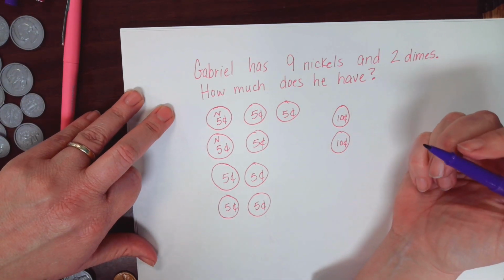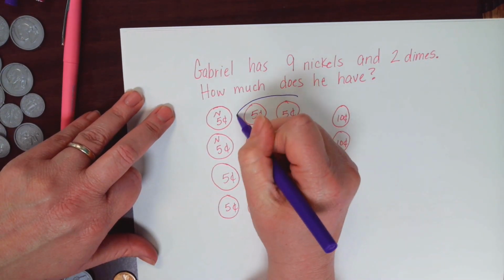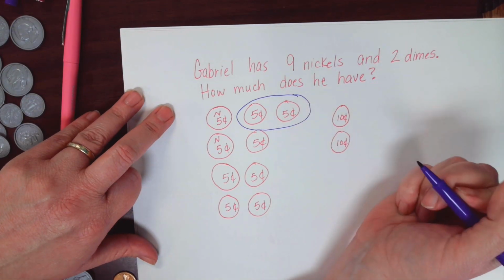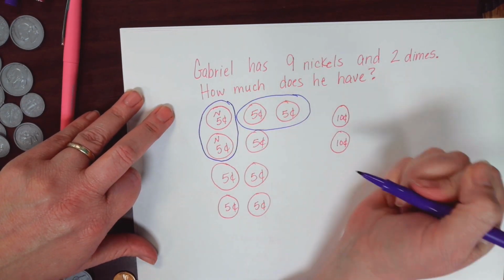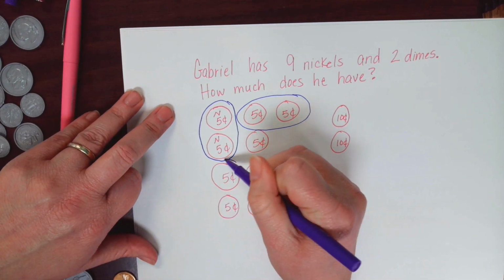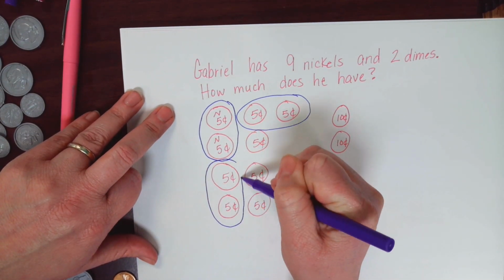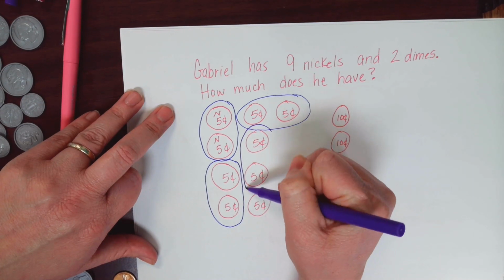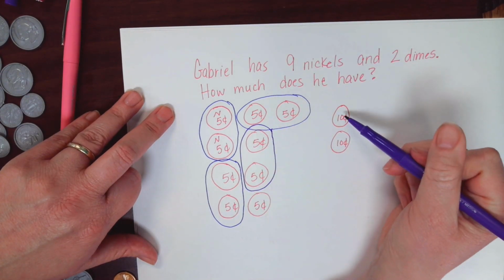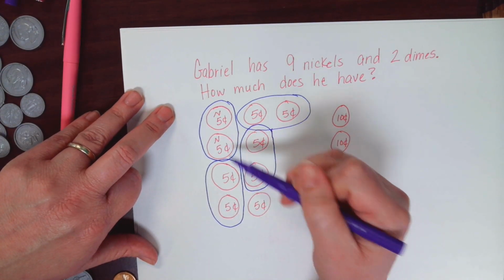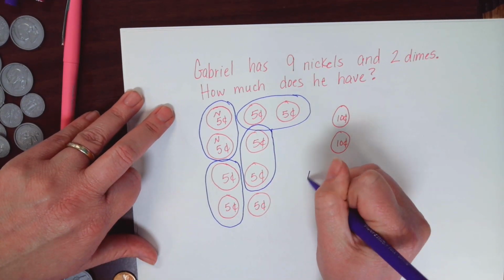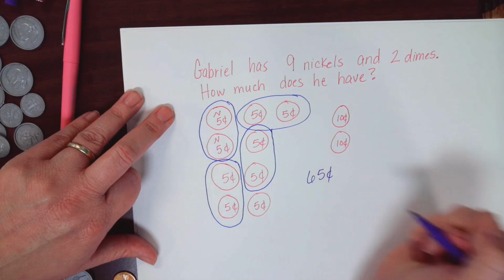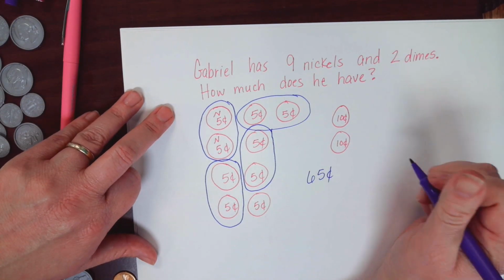Now there is another way. If I put this in a group together, there's my 10 cents. If I put this in a group together, guess what? There's another 10 cents, because 2 5s equal 10. There's another 10 cents, and there's another 10 cents. So I can go 10, 20, 30, 40, 50, 60, and then I've got a 5 cent left over, so it'd be 65 cents. So how much does he have?